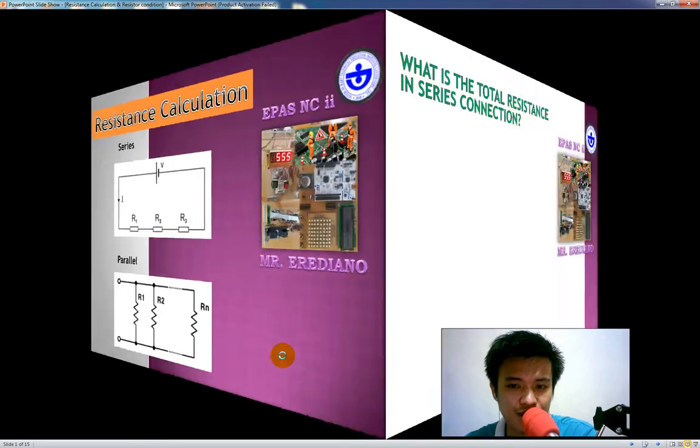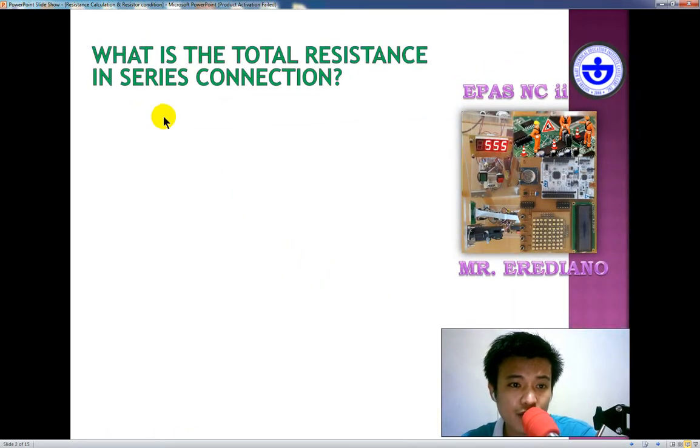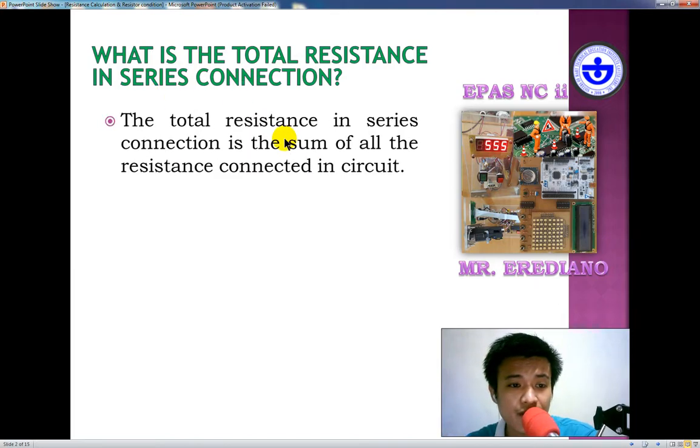Okay, let's go. The first question is, what is the total resistance in a series connection? The answer is, the total resistance in a series connection is the sum of all resistances connected in series. It means those resistances connected in series are just going to be added. You just add those resistances to get the total resistance.